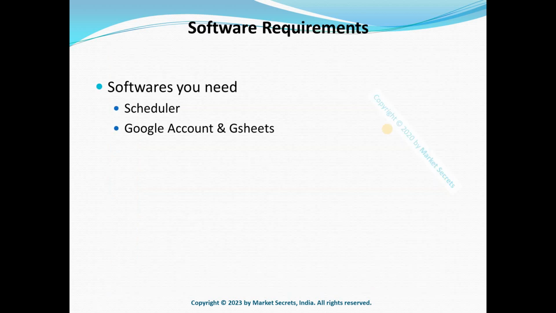What about the software requirements? There's no actual paid software that we need. All we need is the default Task Scheduler that we have in Windows, and also a Google account and Google Sheets to control your trades, and you also need Python. You need to install Python, which is available for free.